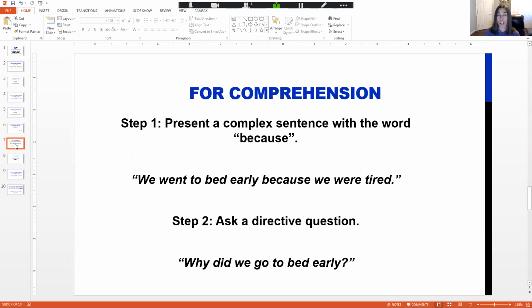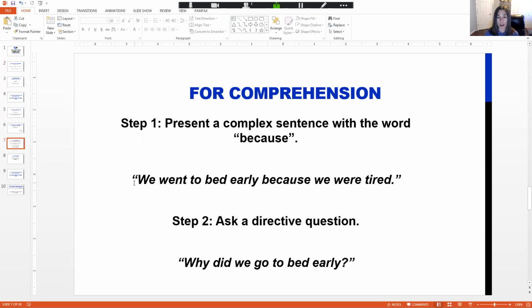So you could have them read it, you could have them just listen to you say it, you could say a word about a picture and have them be looking at the picture at the same time. And I recommend starting with just one sentence at a time and then working up to doing this in paragraphs. But you want to present that sentence. An example here is, we went to bed early because we were tired.